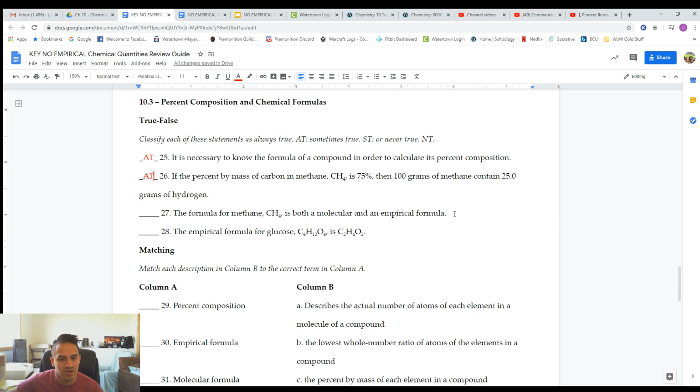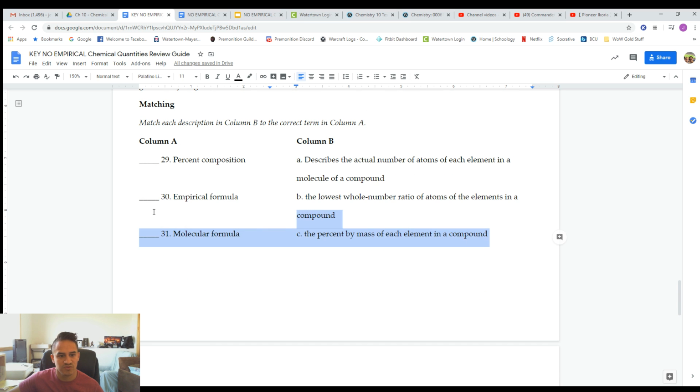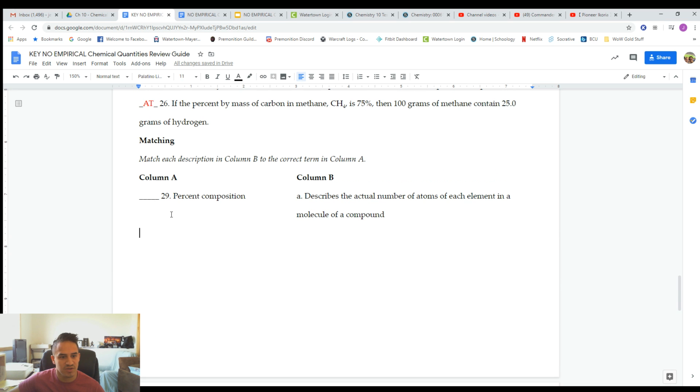All right. Number 27 and 28, we're actually going to get rid of because we are not doing anything with empirical formula or molecular formula. That also goes for this as well. So we're going to delete those. All right, well, that pretty much makes that problem easy. So percent composition is A. Describes the actual number of atoms of each element in a molecule of a compound. All right, there we go.